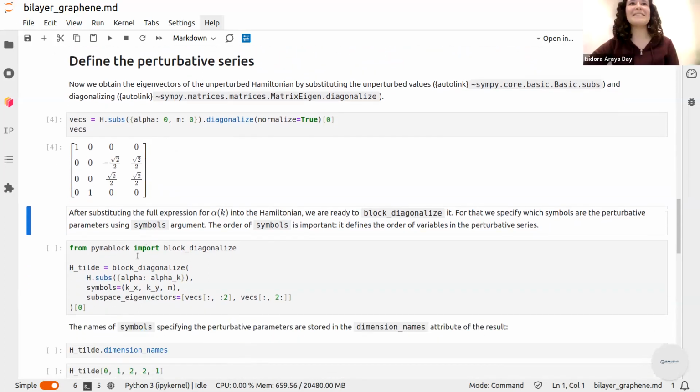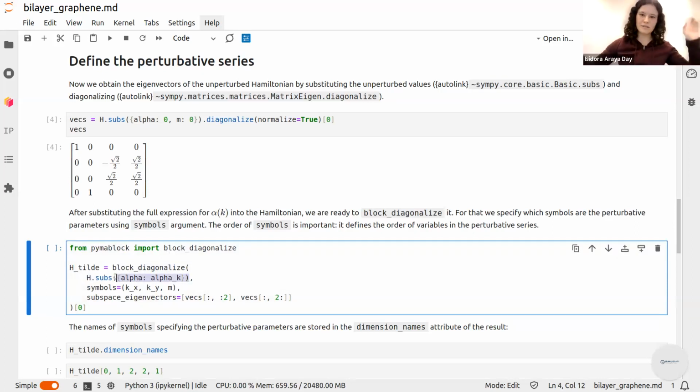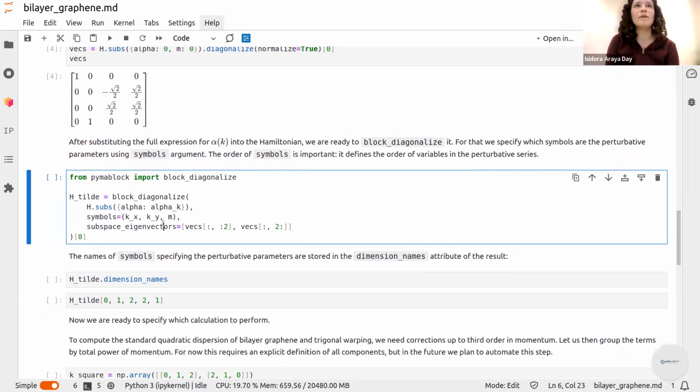All right, so that's when we can use the package. So we import block_diagonalize from Pymablock. We call the function, and now we substitute the difficult alpha inside, the one that has all the sines and cosines. So it's a big Hamiltonian in expressions, not in size. And then we also specify the perturbative symbols, in this case, kx and ky, for the k.p expansion, and m, because we want to show how it works for more perturbations. And then also I give the eigenvectors of the low energy states and the eigenvectors of the high energy states. So these are the ones we computed here. 2 columns and then the other 2 columns.